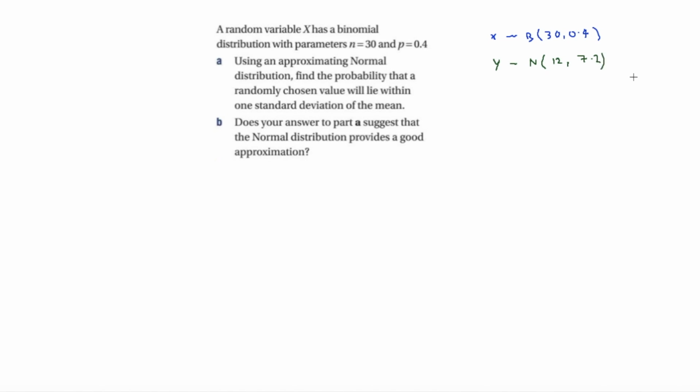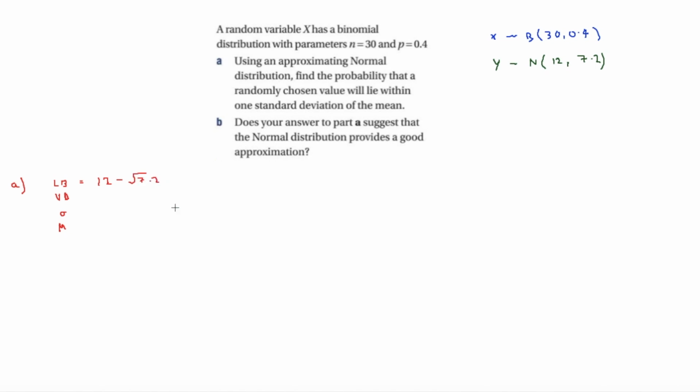So now we have that, we are going to use our normal CD in order to work this out. So we'll have our lower bound, our upper bound, our standard deviation, and then our mean. Our lower bound is going to be 12 minus one of the standard deviations. The standard deviation in this case is going to be root 7.2.